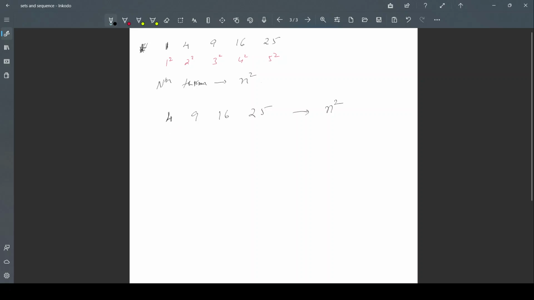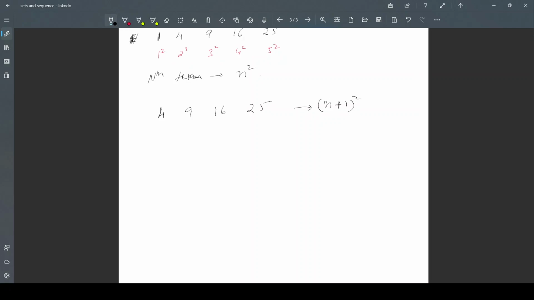So what I have to do here, the nth term will be different. Here the nth term will be different, like it will be n plus 1 whole square, because one term we are shifting towards the left, so it will be n plus 1 whole square. So if you put value of n as 1 over here, 1 plus 1 whole square gives you 2 square, that is 4, the first term we are getting.